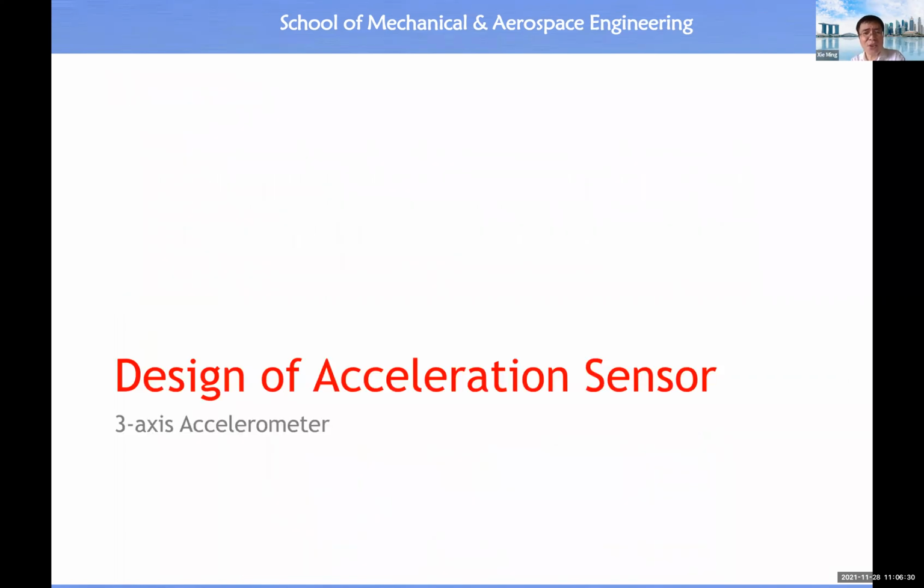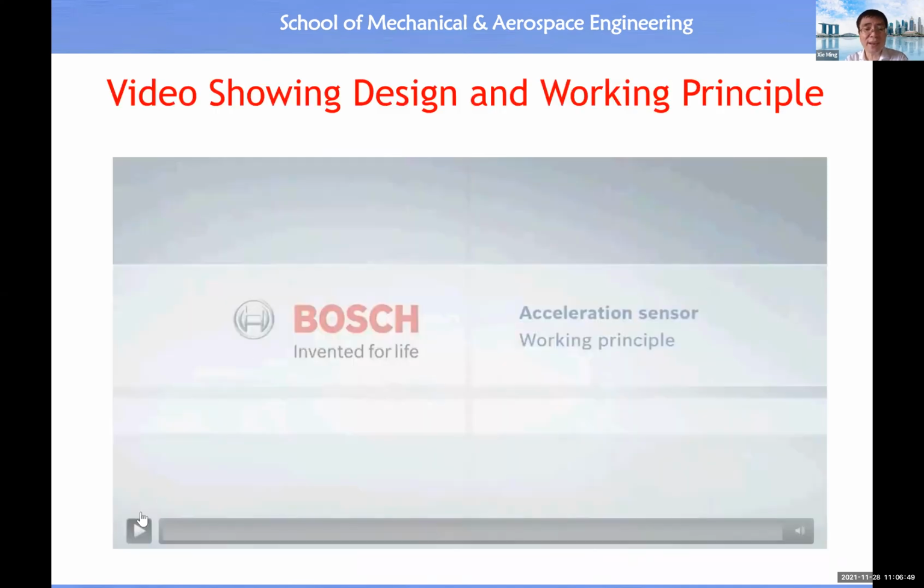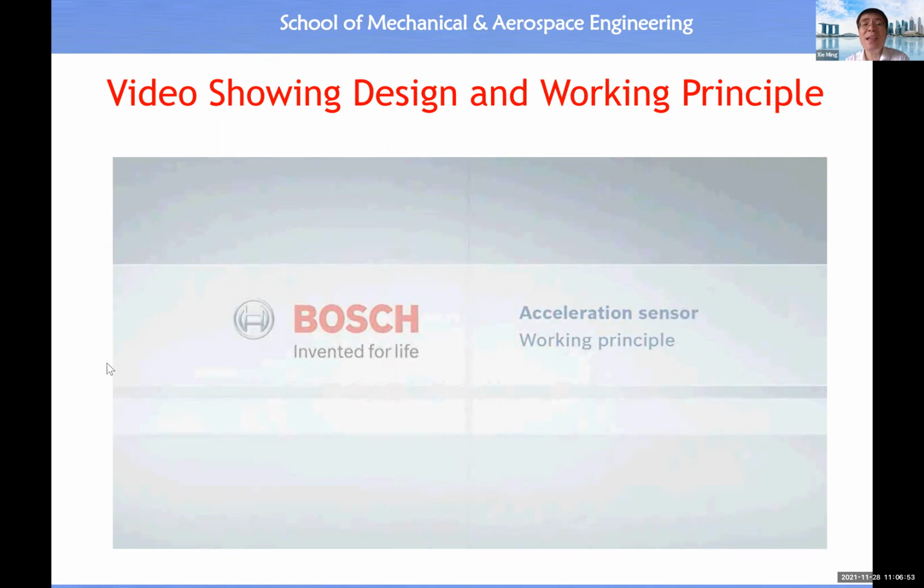So then we continue. The third type of sensor which is related to motion should be the acceleration sensor. And here we are going to study the background knowledge behind the design of a 3-axis accelerometer. All right. And this video shows you the working principle and the key elements inside the design of an accelerometer. Okay.